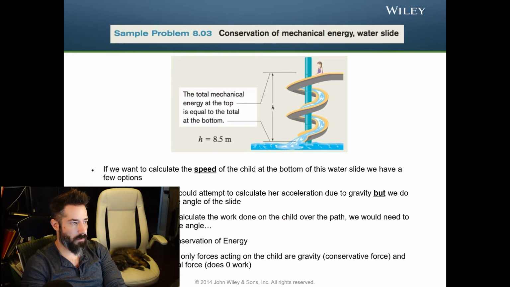It doesn't matter the path. You can figure out the height, you figure out the potential, therefore you know the kinetic energy at the end, therefore you can figure out the velocity if you want the speed.